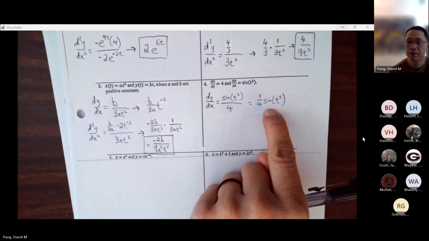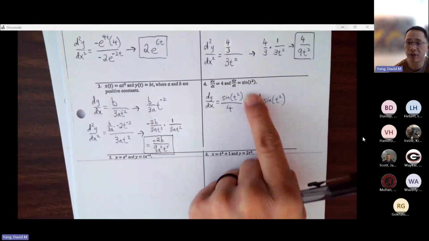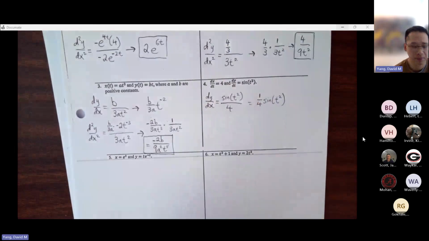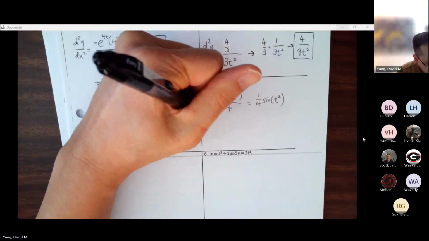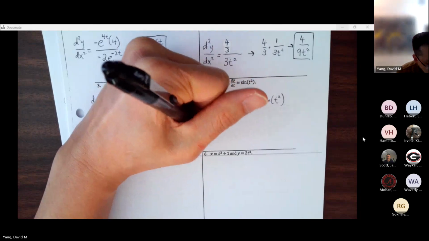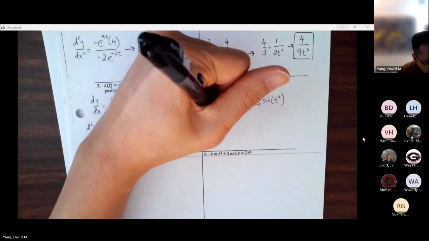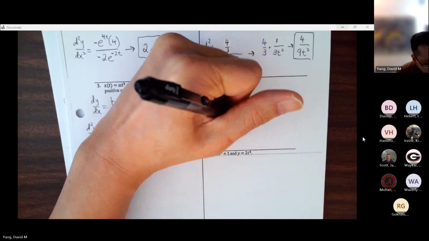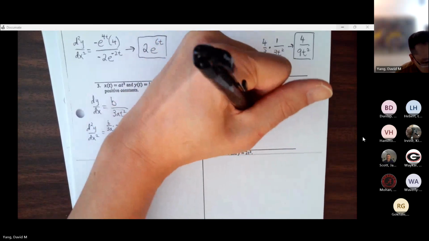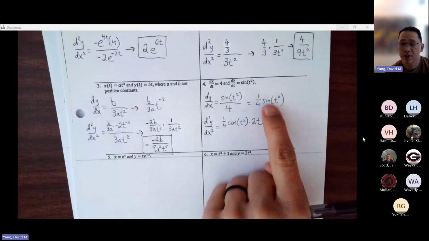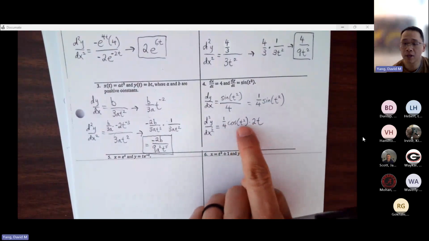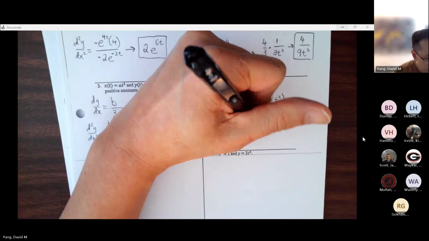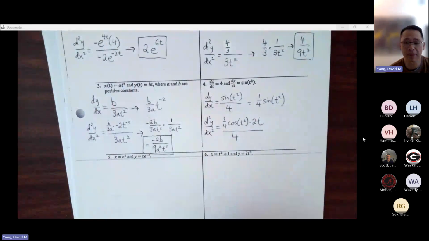So then the second derivative would just be the derivative of this divided by my dx dt. So the derivative of sine of u is cosine of u times u prime, coefficient stays, divided by dx dt.